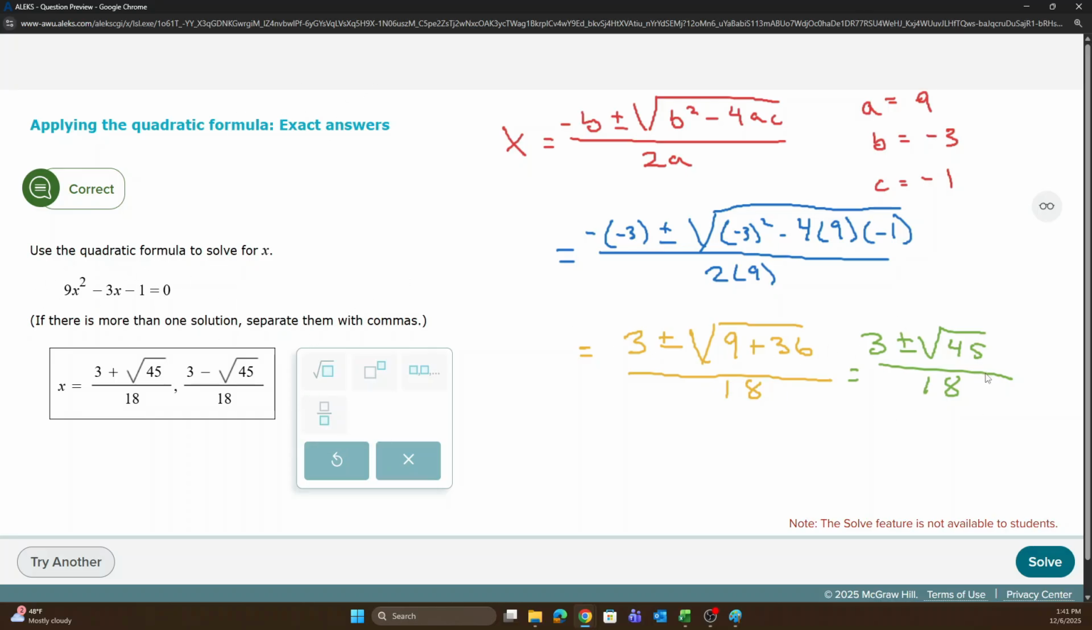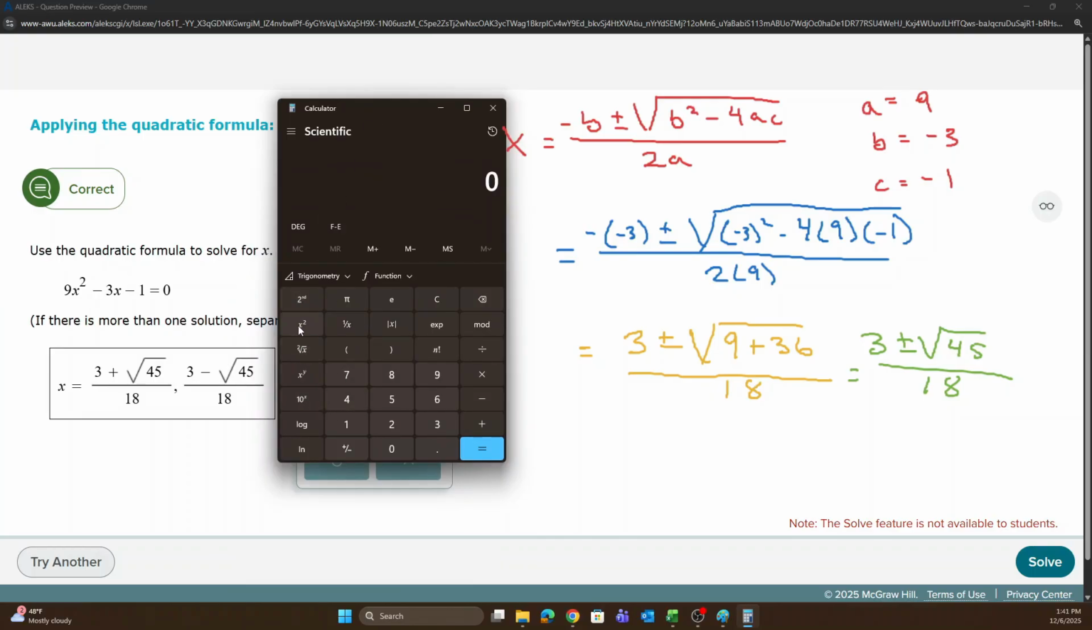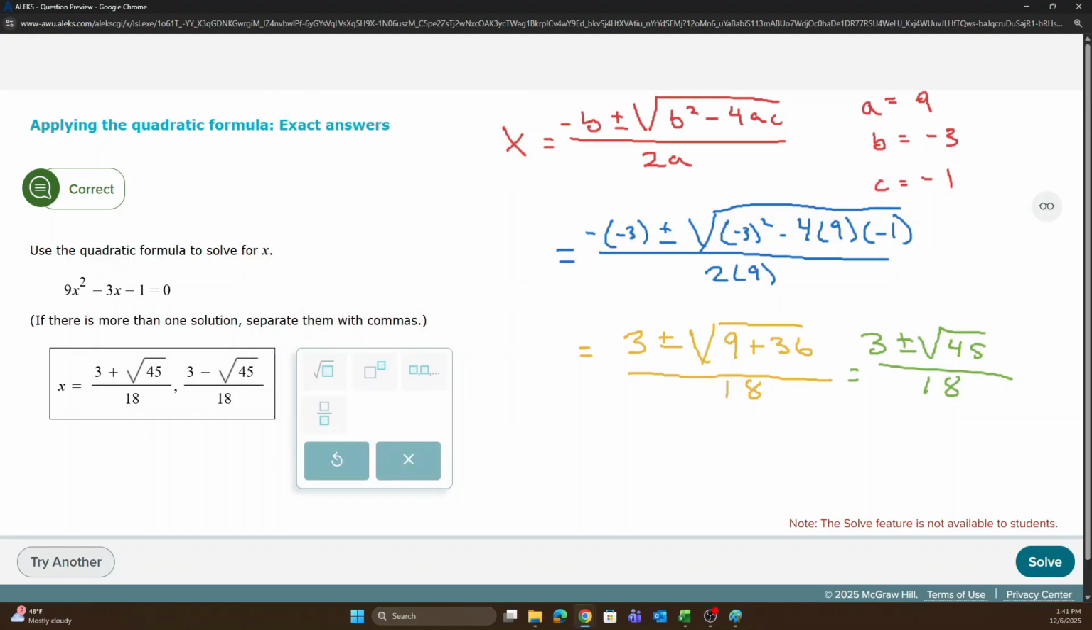The square root of 45 is exact, whereas if we were to calculate the square root of 45, you'll see it's this really nasty number here. So that would be the decimal answer. This is the exact answer. So let's move on to the next one, which is the decimal answers version.